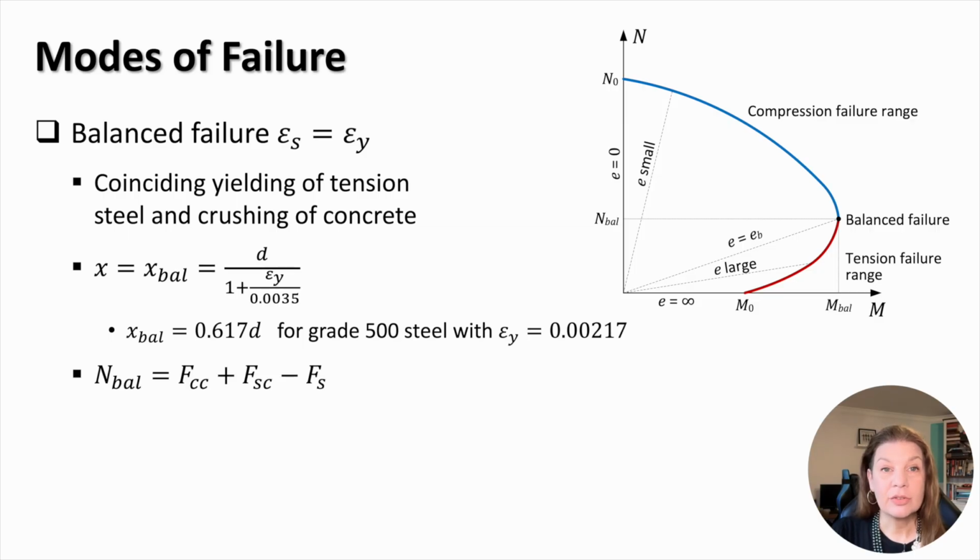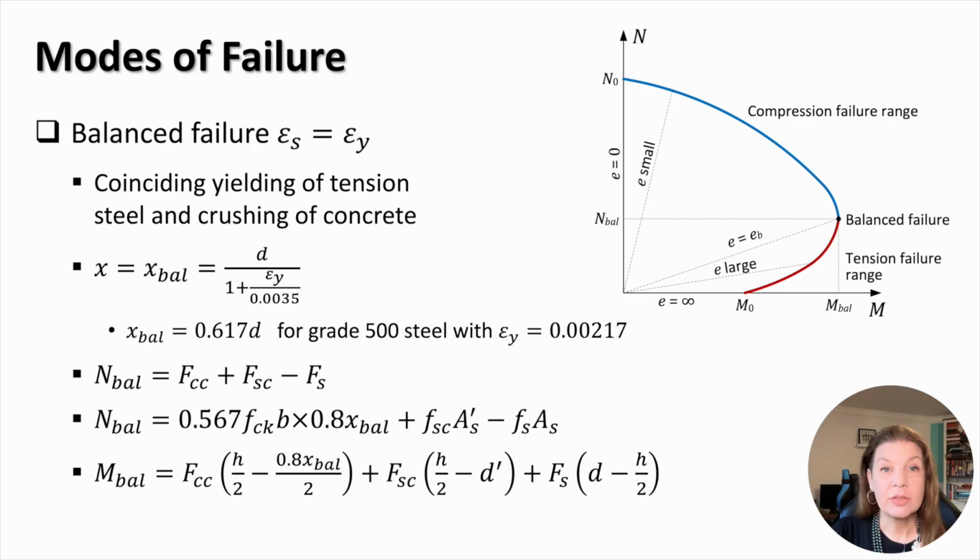The axial resistance of the reinforced concrete section is the sum of forces in concrete and compression and tension reinforcement, which takes the following form after substituting the expressions for the forces. The moment resistance of the reinforced concrete section includes contributions from the moments produced by the three forces. In the above expressions, the stress in the tension reinforcement equals the design yielding strength of steel. The stress in the compression reinforcement can be equal or smaller than the design yielding strength of steel, depending on the location of the compression reinforcement in the section.